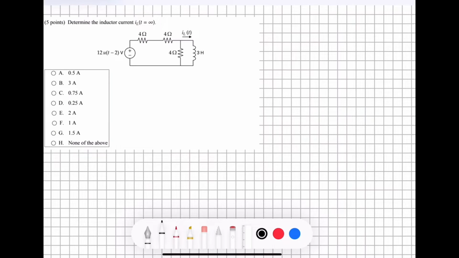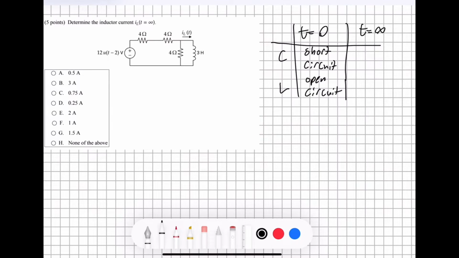We know that based on these rules, if time is equal to 0, then a capacitor is going to behave like a short circuit. If time is equal to 0, then an inductor is going to behave like an open circuit. We also know that at time equals infinity, let's make this into a little table here, a capacitor is going to behave like an open circuit. It's going to be a reverse, basically. Capacitor behaves like an open circuit, and an inductor behaves just like a closed circuit.